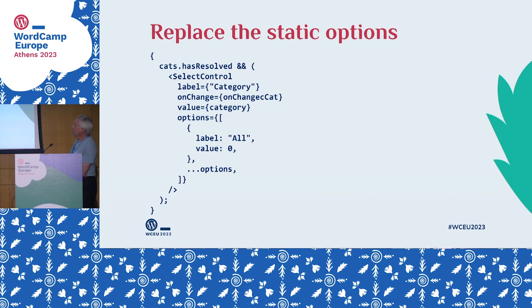Okay, so now we can replace the static options we had before. Now we can statically have the all label, because that's not a category. We're not going to get that from our call to useEntityRecords. So we keep the label all, and then we spread the options array that we just created here onto the rest, and that dynamically populates options. So if you add another category, it will dynamically get added there.